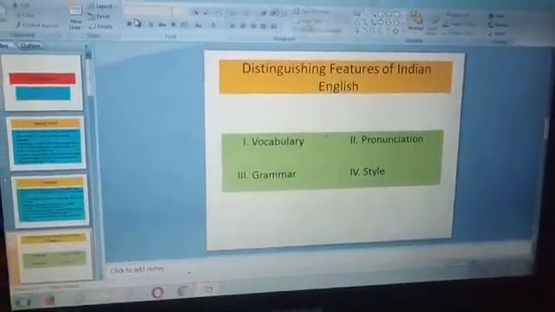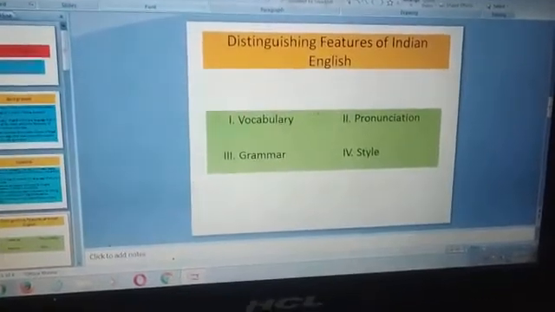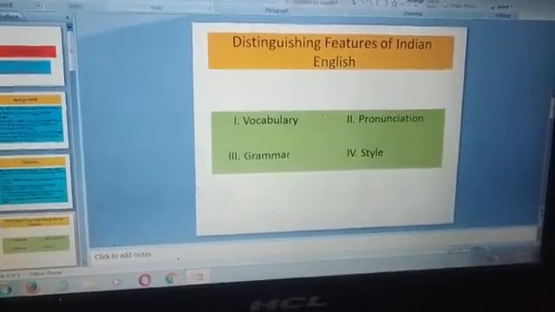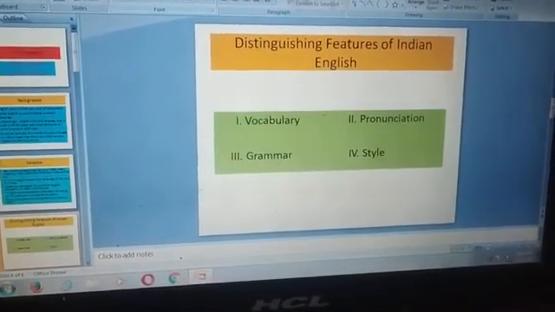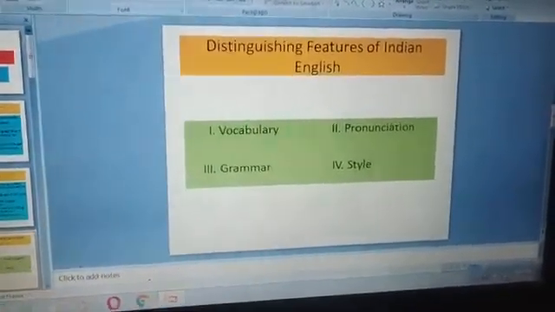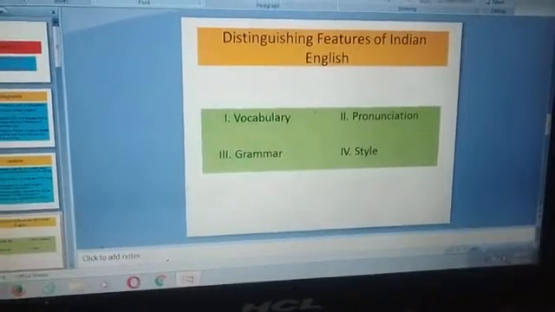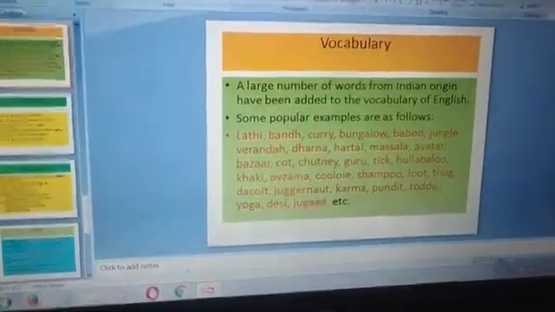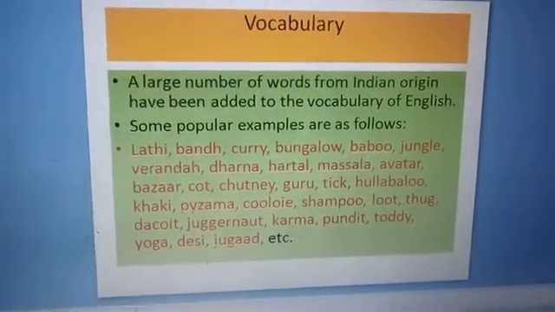So after a long use in this country, English has demonstrated certain distinguishing features, and these features can be discussed on 4 levels. First is vocabulary, second is pronunciation, third is grammar, and fourth is style. On the basis of vocabulary, we can find that a large number of words from Indian origin have been added to the vocabulary of English.